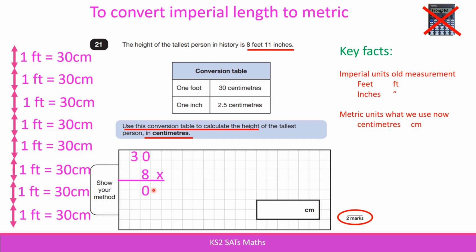Or we could do 30 times 8. That will tell me the distance from here up to here. 8 times 0 is 0. 8 times 3 is 24. So we've got 240 centimetres for the 8 foot. Now this person is 8 foot and 11 inches.